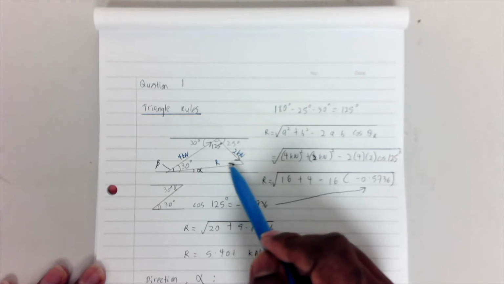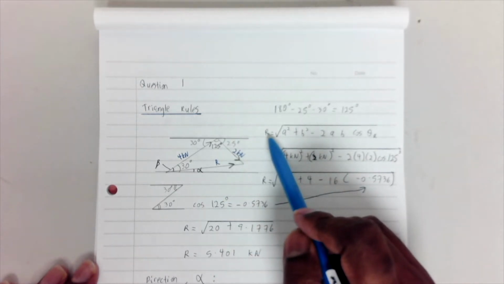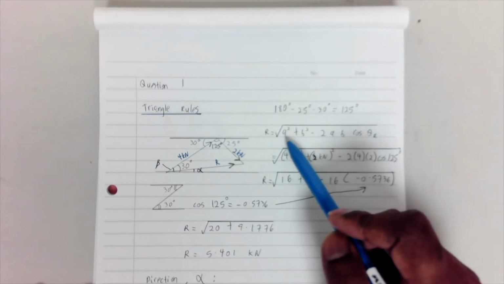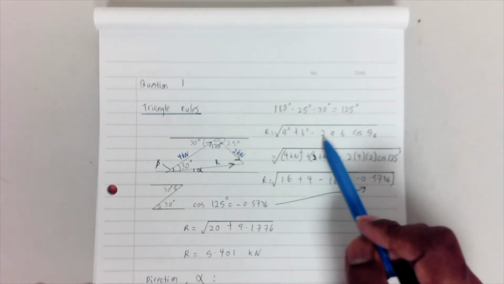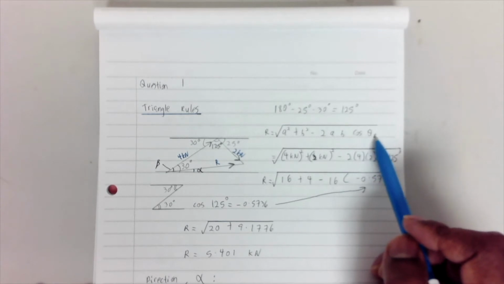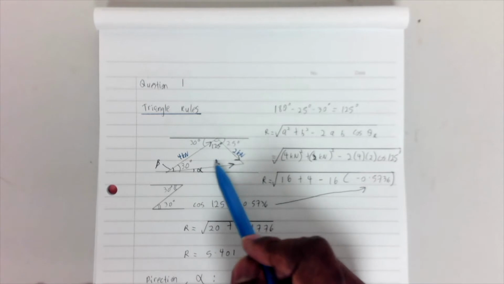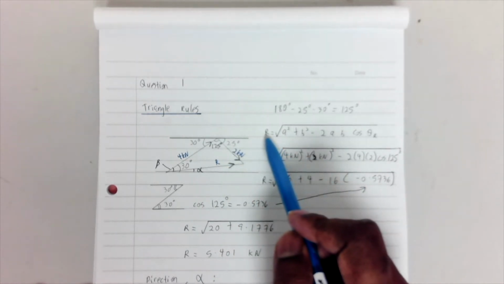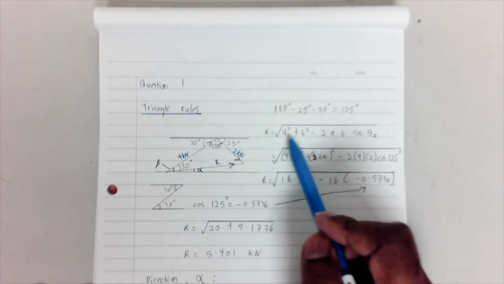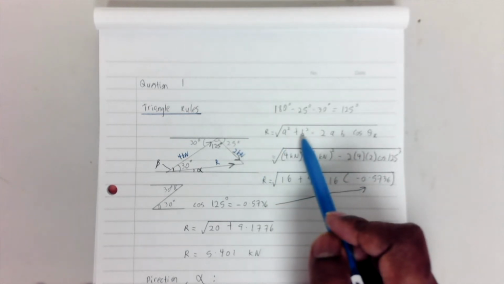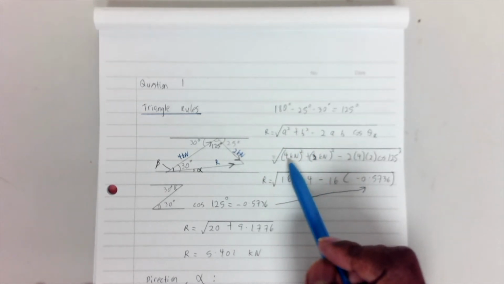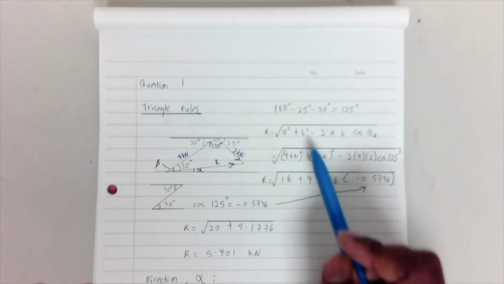for the resultant's angle. Okay, so for triangle rules, the formula is R squared equal to a square plus b square minus 2ab cos theta r. Theta r is the angle of the resultant. Okay, so in this case theta r is 125 degrees. So R we are going to find out. A we already know from the question, and B also we already know from the question. So we assume 4 kilonewton as A and 2 kilonewton as B.